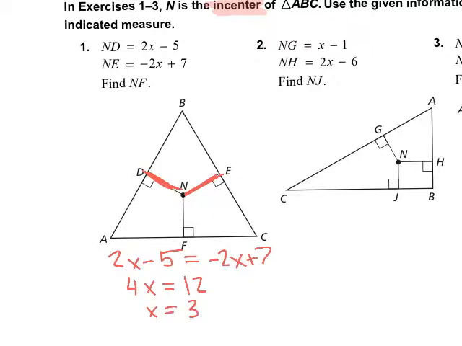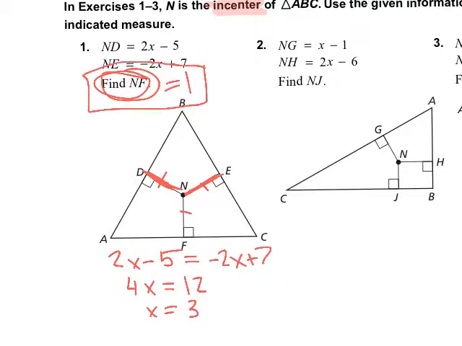Okay, right here it's asking me to find NF. NF we know is equidistant with the other two. So all I need to do is plug my x back into one of my other two, find that length, and then I know it should be congruent. If I plug it into ND, it's 2 times 3, that's 6. 6 minus 5 is 1. So NF equals 1.